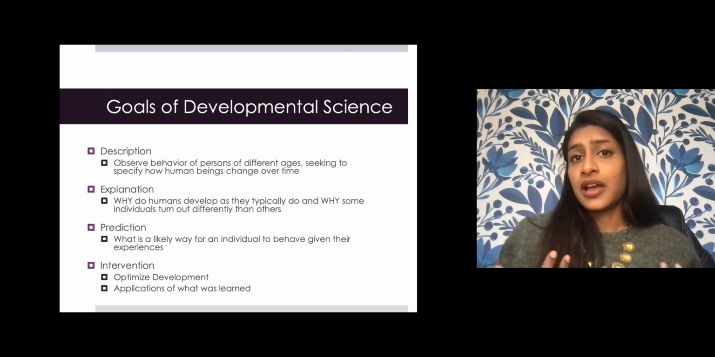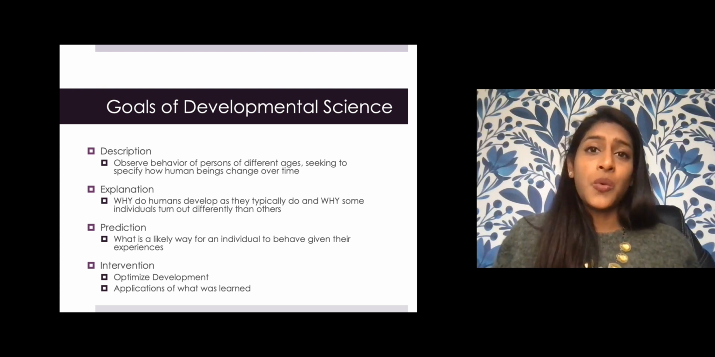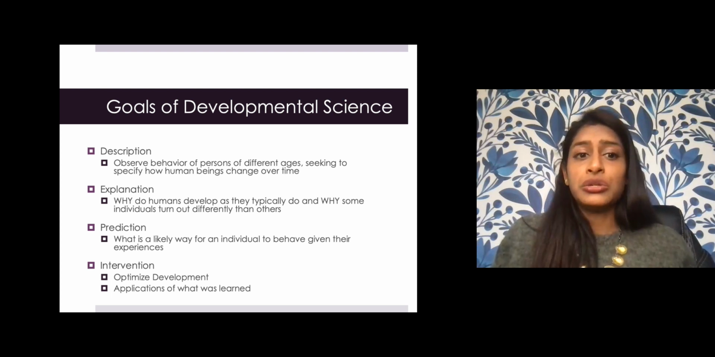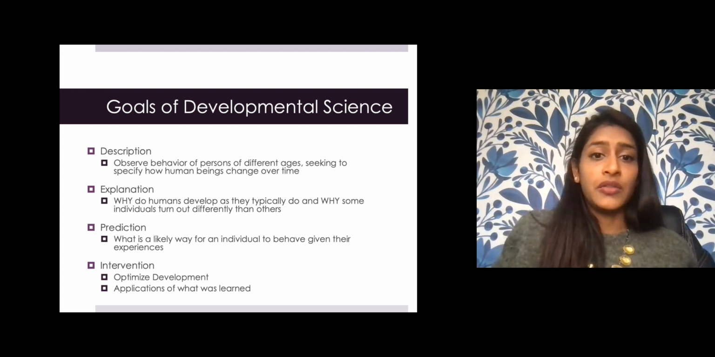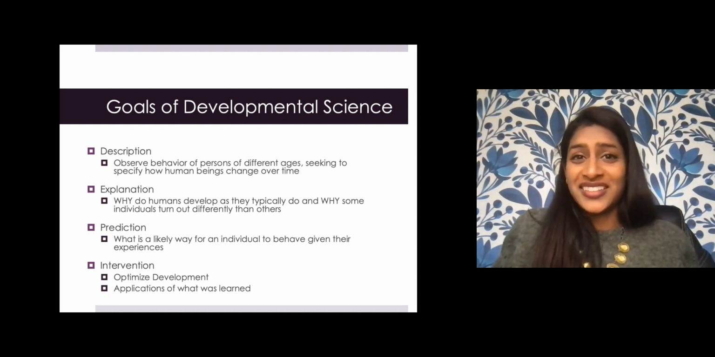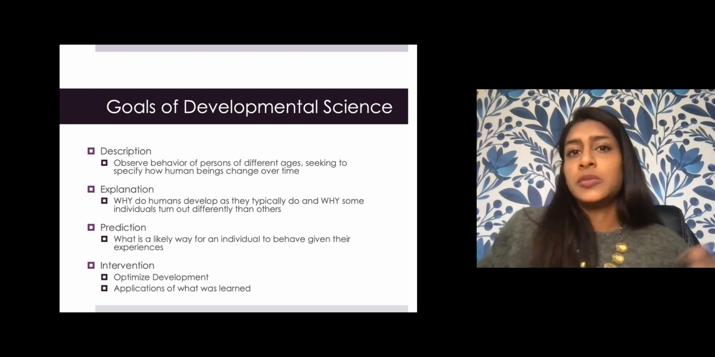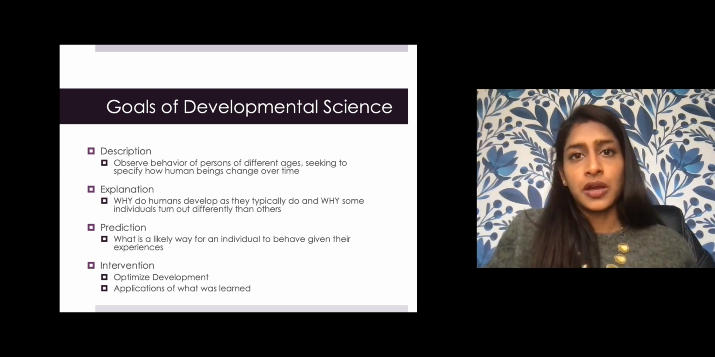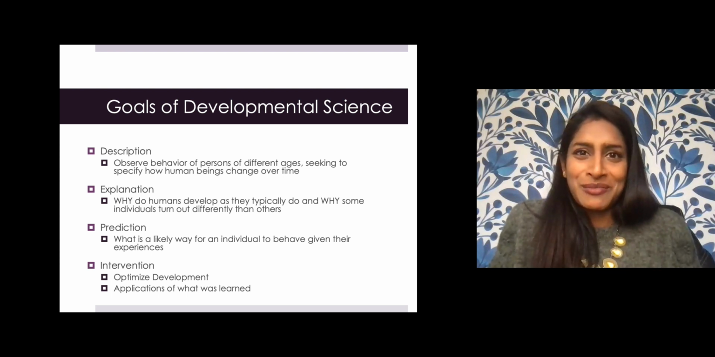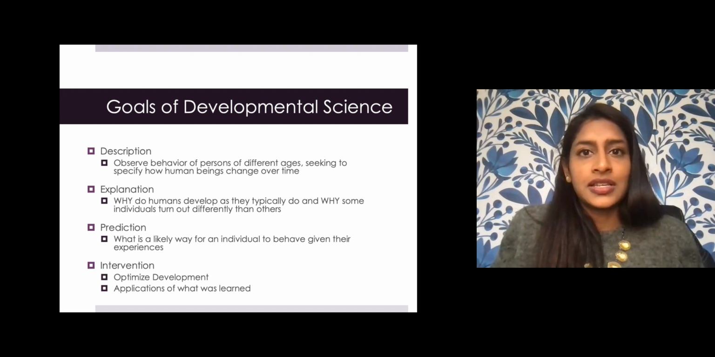Developmental psychologists also want to be able to provide an explanation. Why do human beings develop in the way that they do? Why, if we both experience the exact same situation, is my response going to be different from someone else's response, right? You might see this with your siblings all the time. You grew up in the same family, but yet there are differences between you.